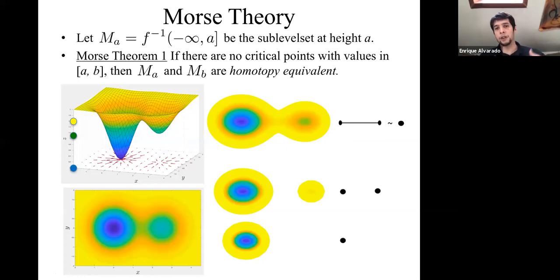Okay, but these homotopy changes only came from once you pass those critical points. In between, everything stays the same.